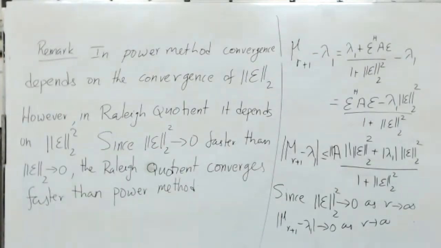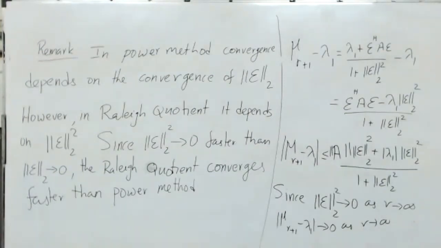So obviously, the Rayleigh quotient is a better way to get faster convergence. But unfortunately, the Rayleigh quotient cannot be computed independently. You have to apply the power method at each step to get the Rayleigh quotient, right? So at every step, you have to have the power method to get the Rayleigh quotient.